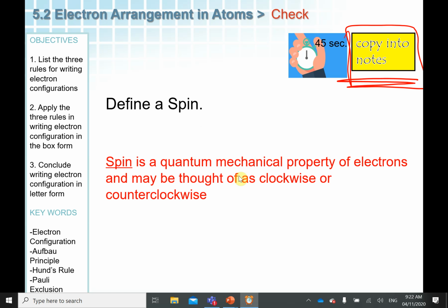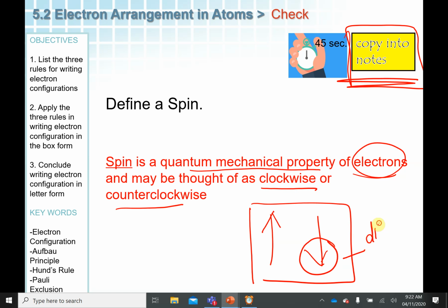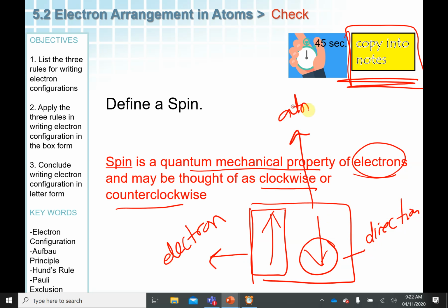So a spin is a quantum mechanical property of electrons that may be thought of as clockwise or anti-clockwise. So the arrow is up or the arrow is down. These arrows represent the direction. This complete arrow, not the direction, represents an electron, and this represents an atomic orbital. So each box is an atomic orbital. The direction of the arrow indicates the direction of the spin, and an arrow itself represents an electron.